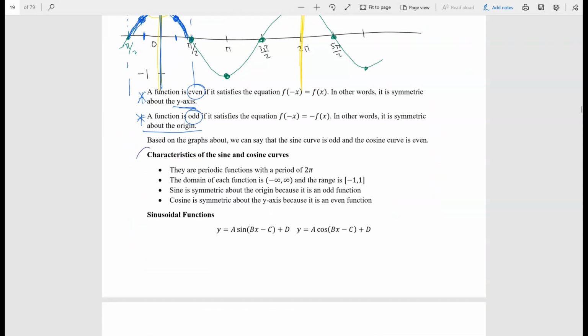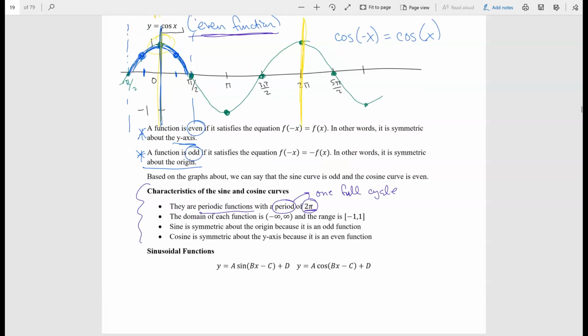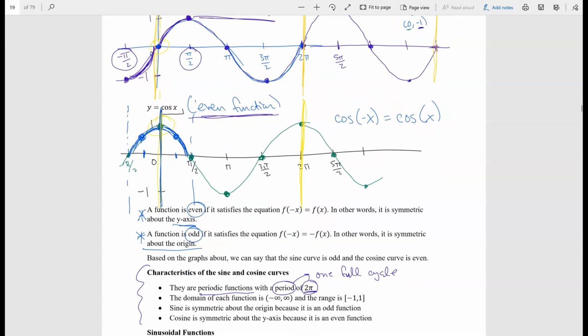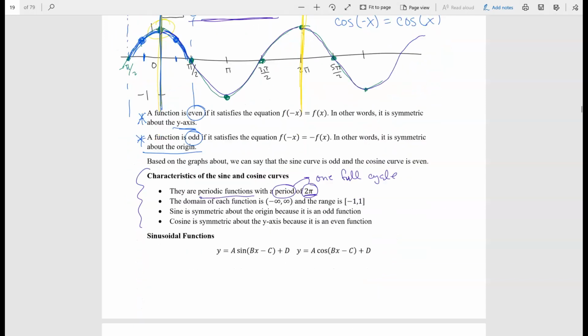A couple more characteristics about the functions. These are called periodic functions, so they have a period of 2 pi. A period is one full cycle, so these periodic functions complete one full cycle every 2 pi radians. You saw that here: from 0 to 2 pi, you have this pattern, and after 2 pi it repeats the pattern again. Same thing with the cosine function. From 0 to 2 pi you get this pattern, and after 2 pi radians you repeat the same pattern. That's what it means to be periodic.